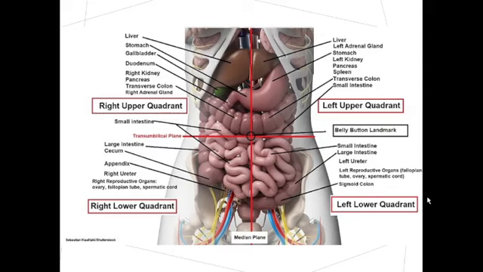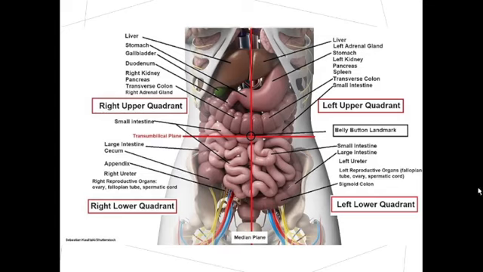Next, on our right lower quadrant, here we can see our appendix, some of our reproductive organs, and the right ureter. In our left lower quadrant, we can see small intestine, large intestine. Also, you can see our left ureter, just right behind here, and some of our reproductive organs.